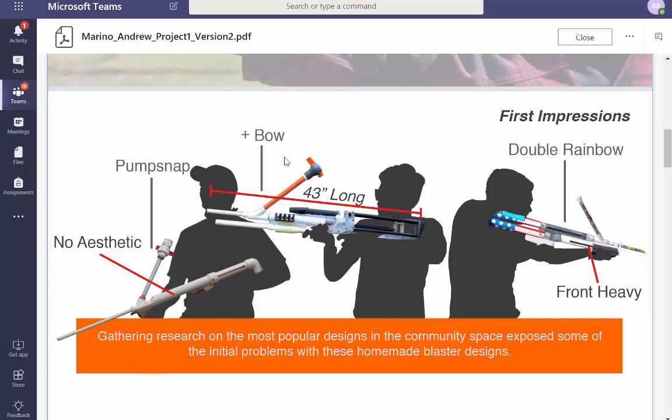I don't understand what plus bow pump snap. It snaps in, I got it. Not aesthetic, I agree. Front heavy, okay, double rainbow. It's like you're giving me two bits of information. One is more about the aesthetics, and the other one's about functions.